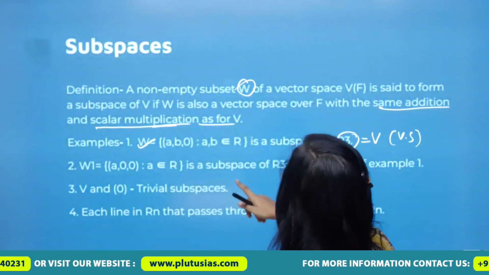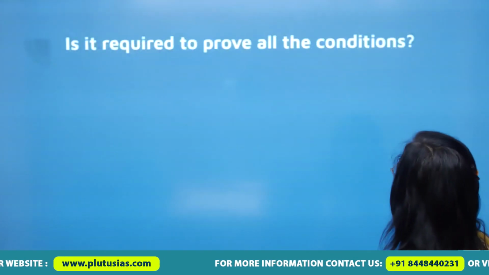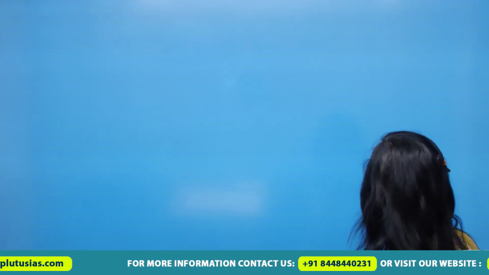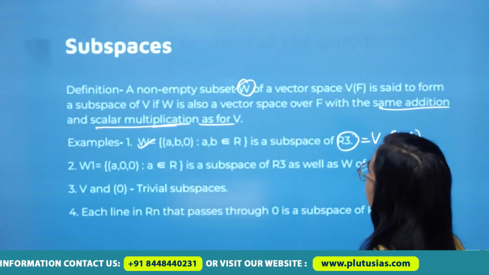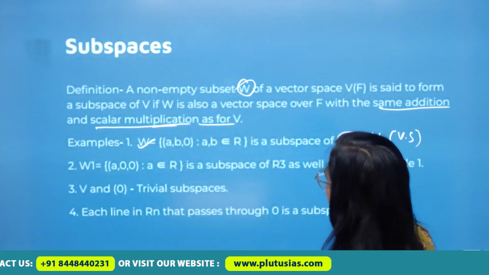So how would we do this? For this we will go here. What was the set? W is (A, B, 0).